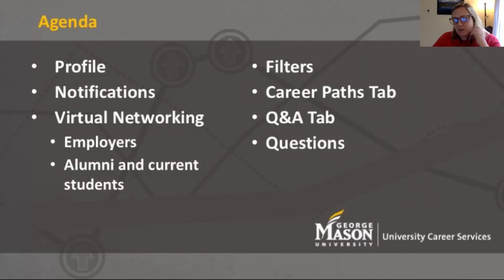First, Aliscia is going to talk about your profile, the importance of having it filled out, and how all the different points can be useful. We're going to talk about notifications and how you can set up your Handshake account so you get the messages you want, how you want them. We're going to talk more significantly about virtual networking, whether that's with employers who are hiring or with alumni or current students in fields or industries of interest to you. We're going to talk about how to use the filters to find the jobs where you are, whether that is in Oklahoma City or in Oakton.